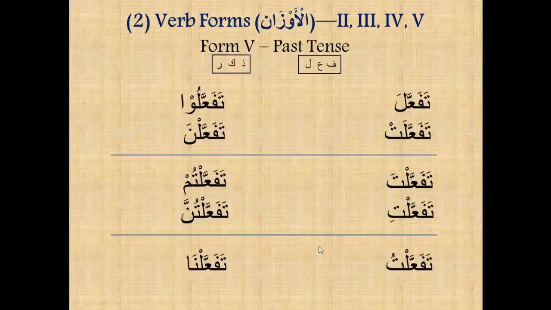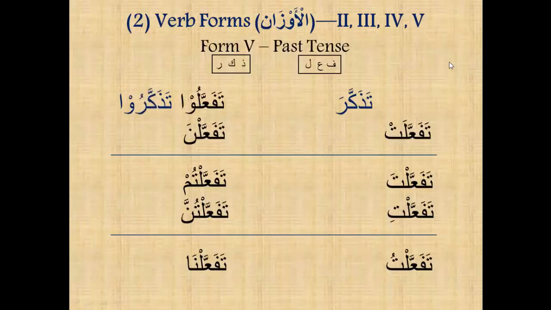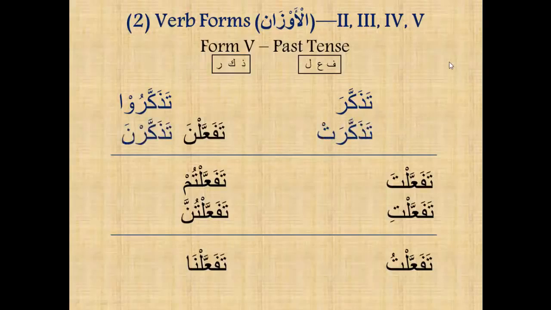Conjugation for Form 5 in the past tense, using the root letters dhal, kaf, and ra. We have تذكر, to remember. تفعل تذكر. تفعلوا تذكروا. تفعلت تذكرت. تفعلن تذكرن. Again, pay attention to the ta, the sound of the ta in the very front, and the sound of the shadda, right? That small delay in the pronunciation of the word. That tells you there's a shadda. Those are the defining unique characteristics of Form 5.